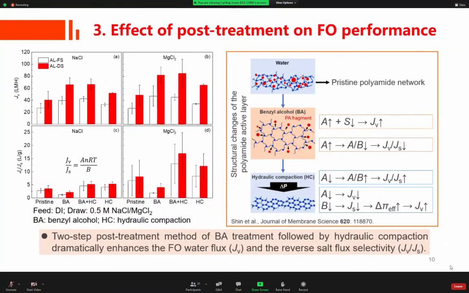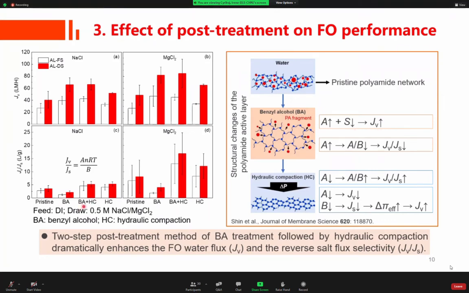We study the effect of post-treatment on FO performance. Benzyl alcohol treatment dramatically enhances the FO water flux. This may be because benzyl alcohol treatment partially dissolves the loose polyamide structures and swells the polyamide network, resulting in a loose and open structure. The water permeability is thus significantly increased. Additionally, the benzyl alcohol induced decrease in the effective structural parameter, as discussed in the previous slide, may also contribute to the water flux increase.